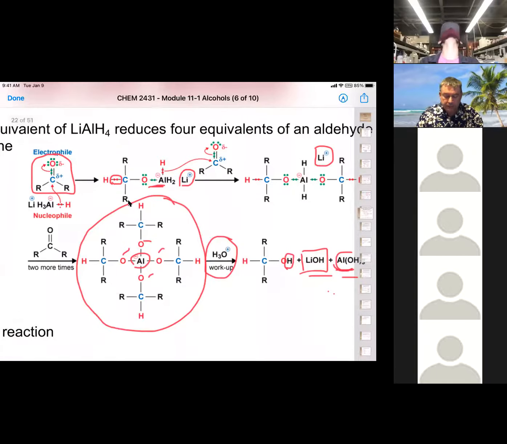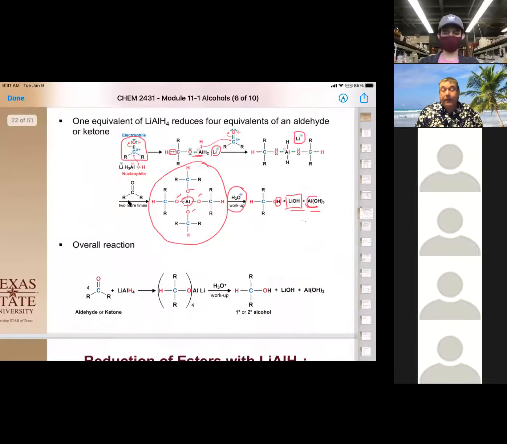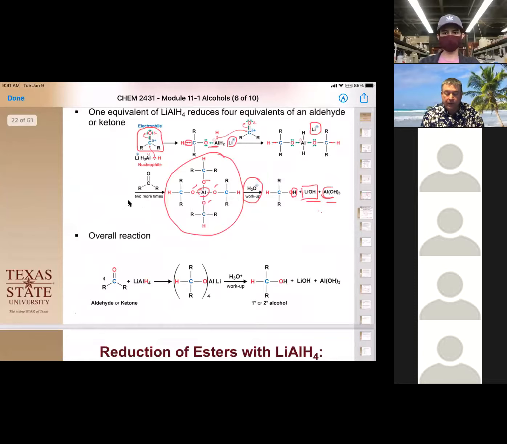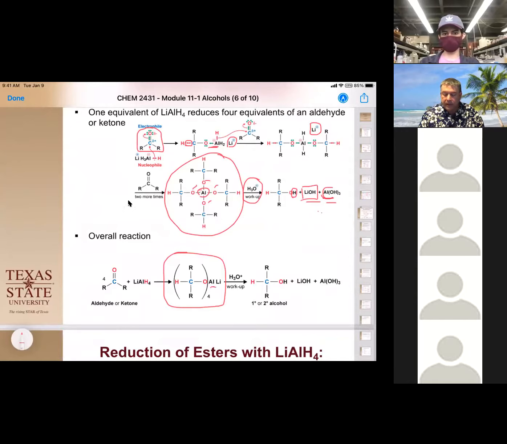All right. So that means we can write it a little bit easier if we do the overall reaction as giving this compound here, 4 of these groups attached to aluminum, and then our workup giving us our primary or secondary alcohol. And just like with sodium borohydride, if it's an aldehyde, it gives you a primary alcohol. If it's a ketone, it gives you a secondary alcohol. All right, questions on that?